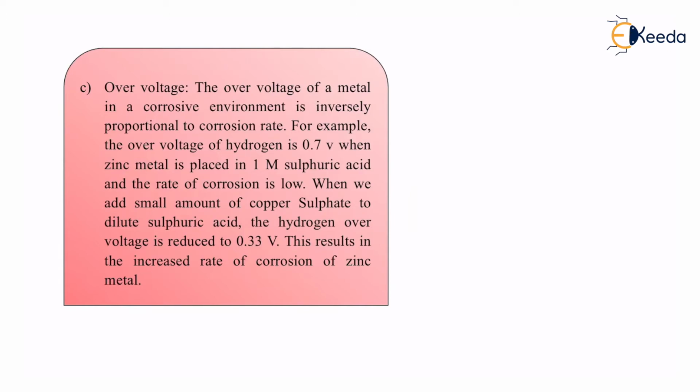For example, the overvoltage of hydrogen is 0.7 volts when zinc metal is placed in 1 molar sulfuric acid, and the rate of corrosion is low. When we add small amounts of copper sulfate to the dilute sulfuric acid, the hydrogen overvoltage is reduced to 0.33 volts. This results in an increased rate of corrosion of zinc metal. So what is happening over here? There is overvoltage of a metal in a corrosive environment, and it is inversely proportional to corrosion. And over here we have the example of hydrogen with zinc metal in 1 molar sulfuric acid, and also copper sulfate added to dilute sulfuric acid.